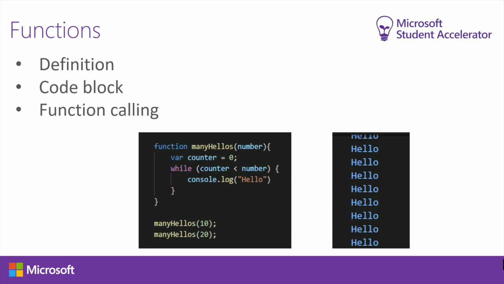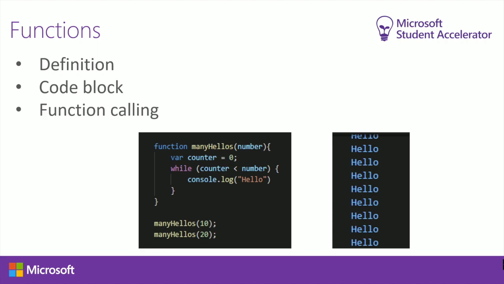In this case, the function is named many hellos. There is an input parameter, which is the information the function is given when it is invoked elsewhere. Our code block is similar to our while loop from before, but depending on the input parameter number of the program, it will print that many number of hellos.